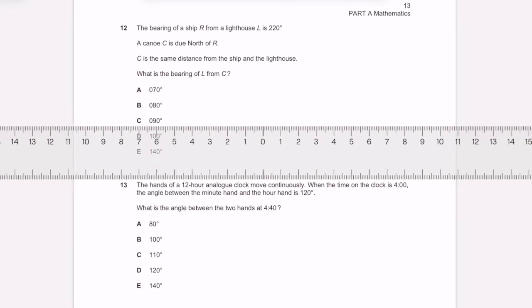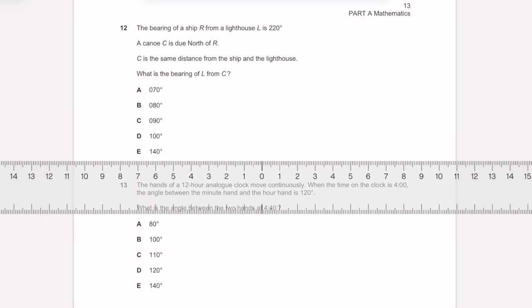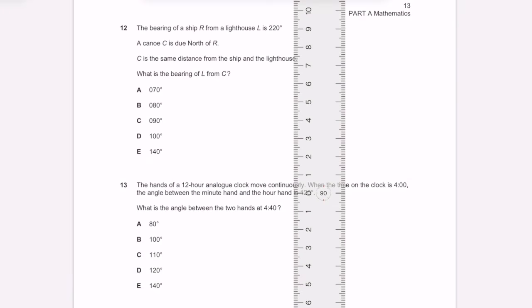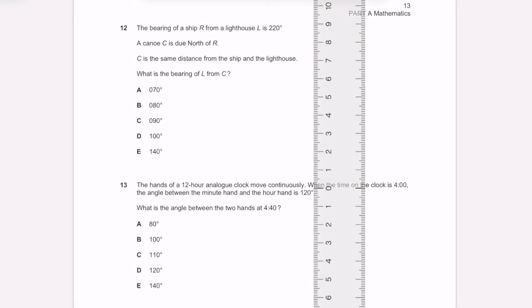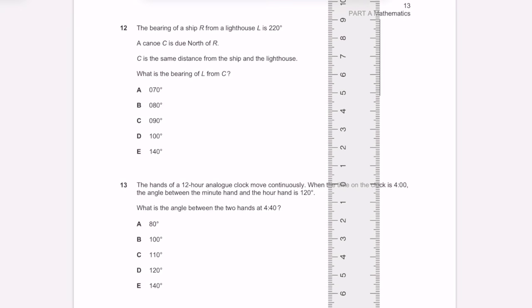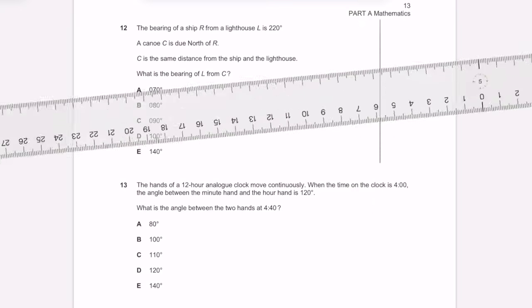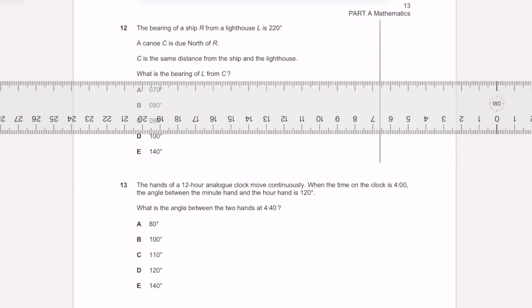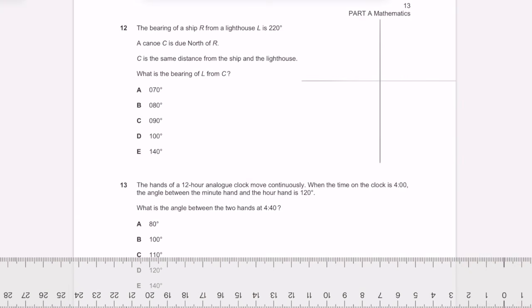Okay, question 12. The bearing of a ship R from a lighthouse L is 220. Now, the thing to watch out with these questions is, number one, the actual wording, and then to make sure that we've drawn a really good picture. Okay, so let's draw a little coordinate system. Let's make a little bit of space. I'm just going to place that here. And at the center of that coordinate system, I'm just going to place L.